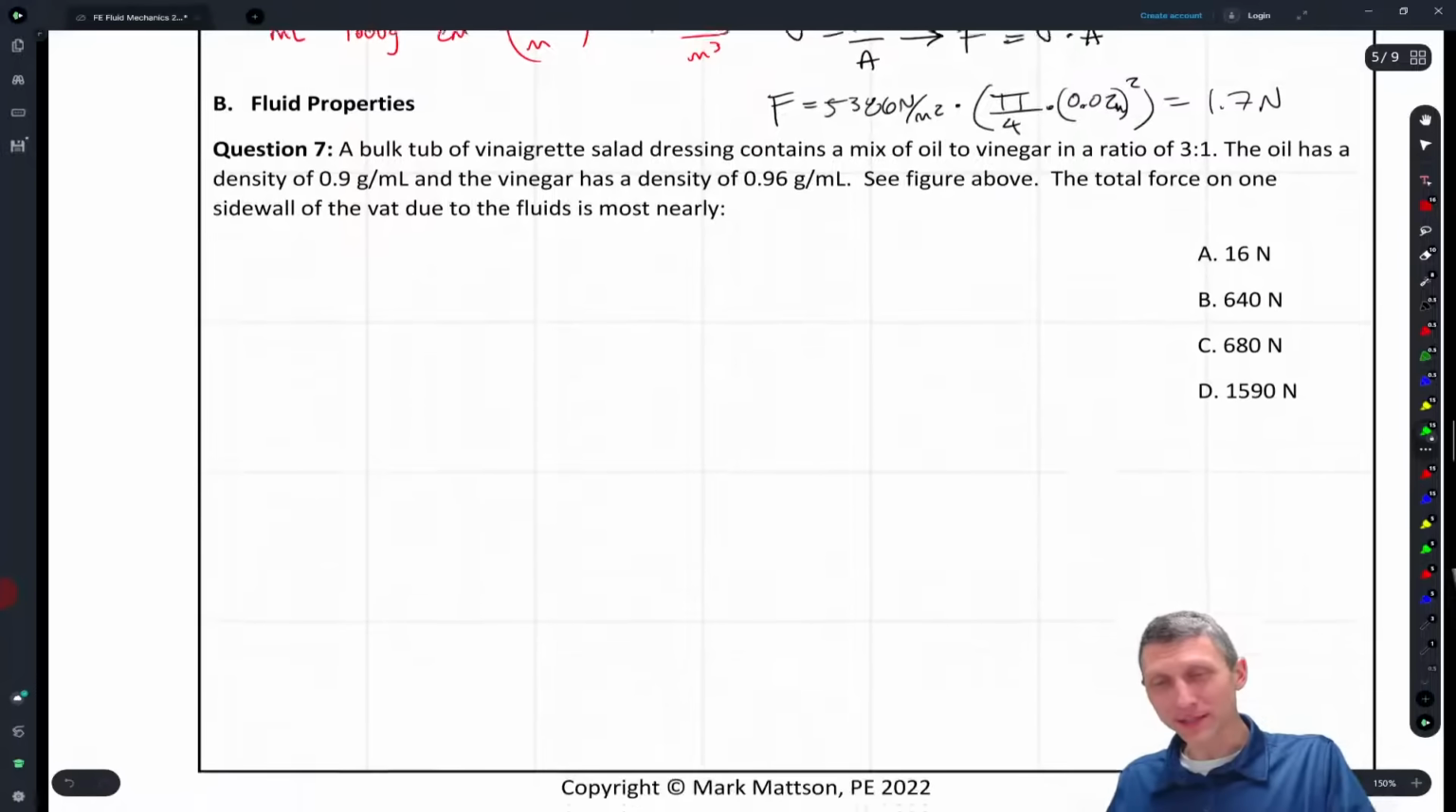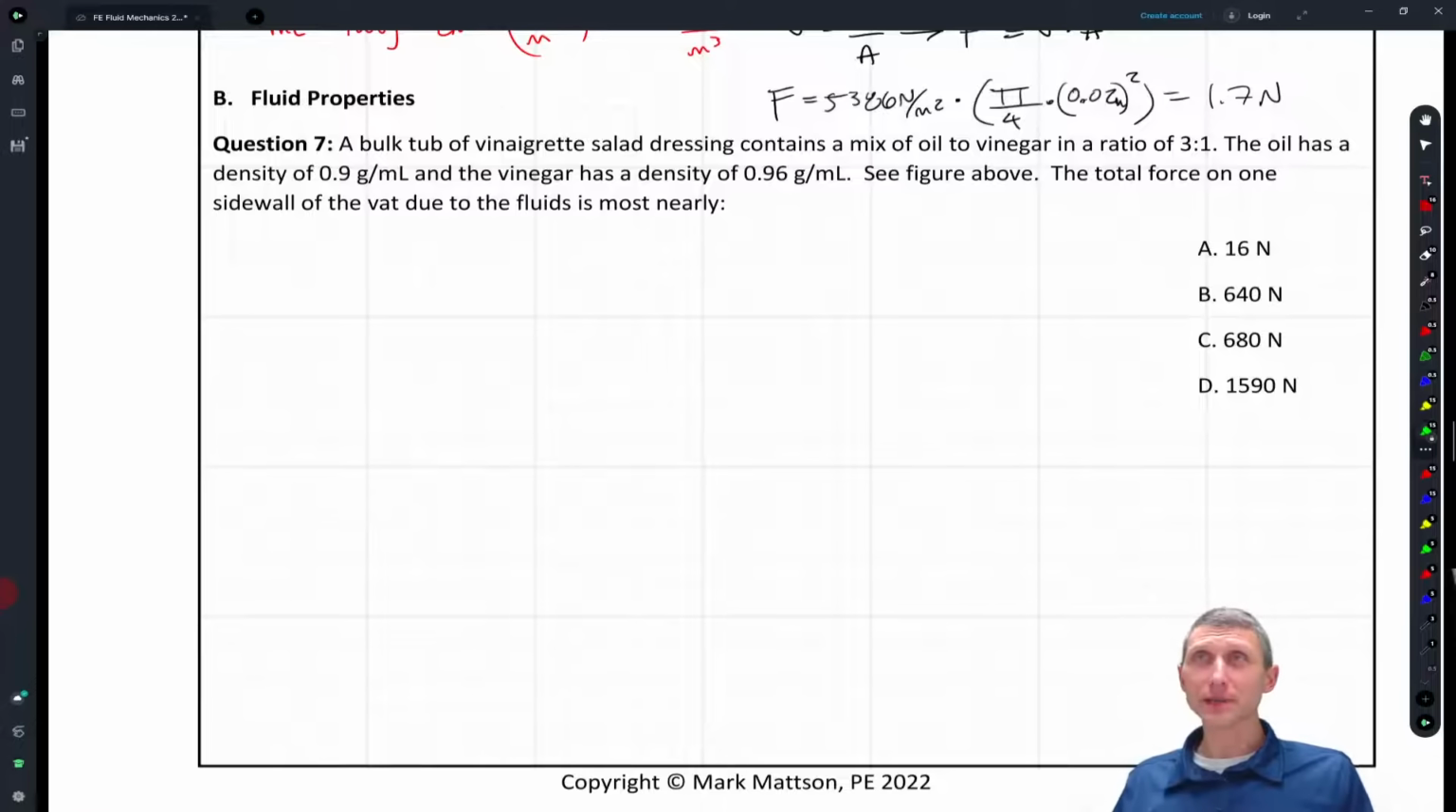I took that problem because I like salad dressing so much. I took it a step further. I said, we have a bulk tub of vinaigrette, see above. Okay, so it's the same problem, same rho, right? But now we want the total force on a sidewall of the vat.